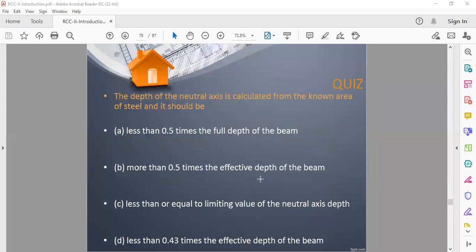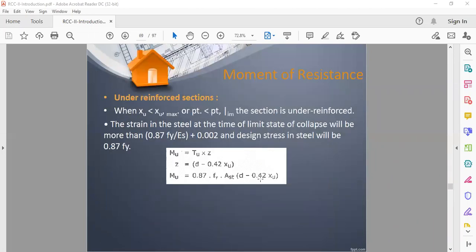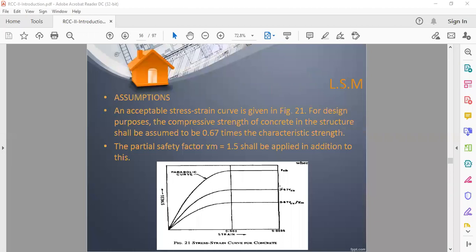And yes, we can stop here, and we'll just go through some of the doubts that Amir has asked: design strength and characteristic strength. Why is there a difference between design strength and characteristic strength? So it depends, as you have seen.